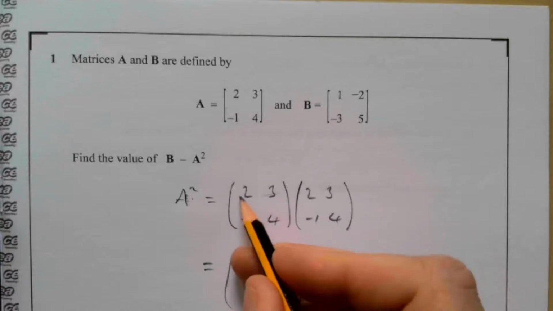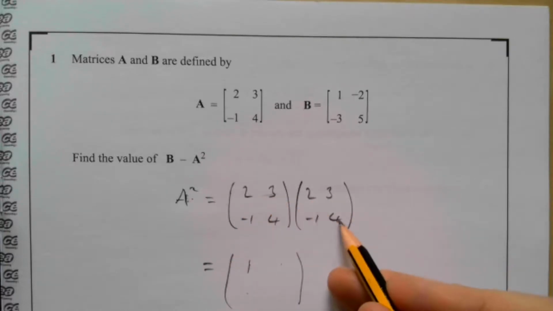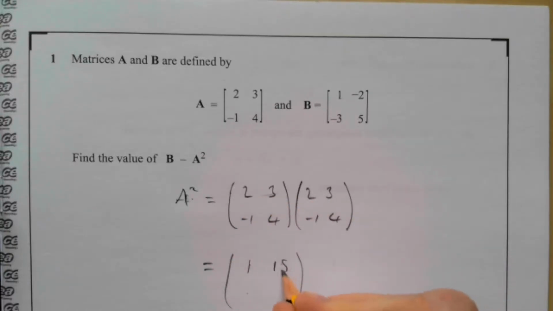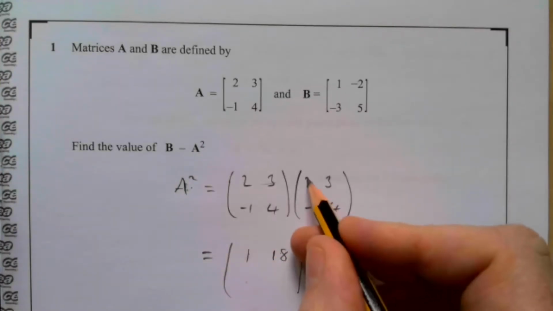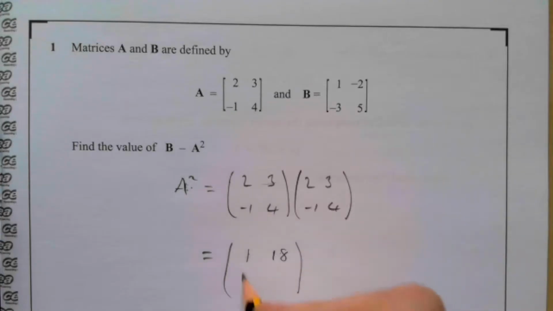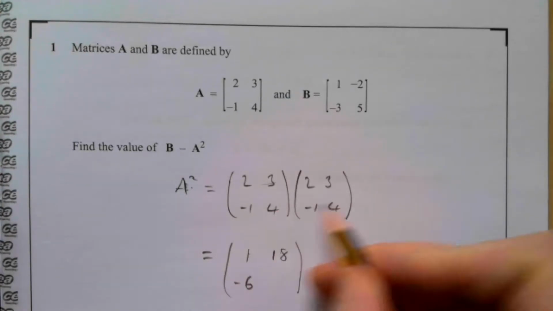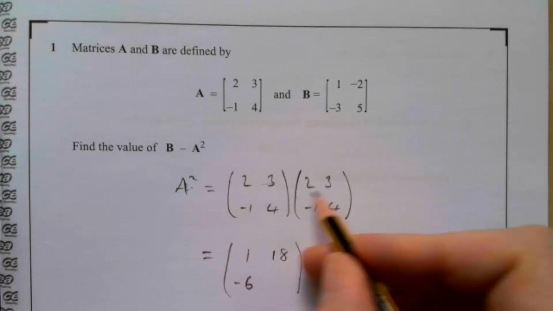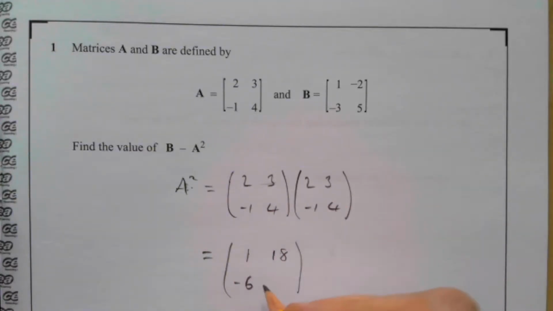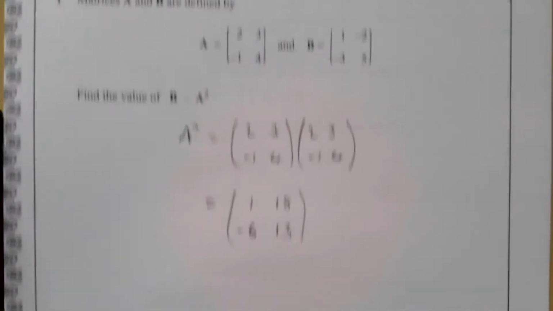First row, second column, 6 plus 12 is 18. Second row, first column, minus 2 minus 4, so that's minus 6. And then second row, second column is minus 3 plus 16, so that's 13. So that's our A squared.